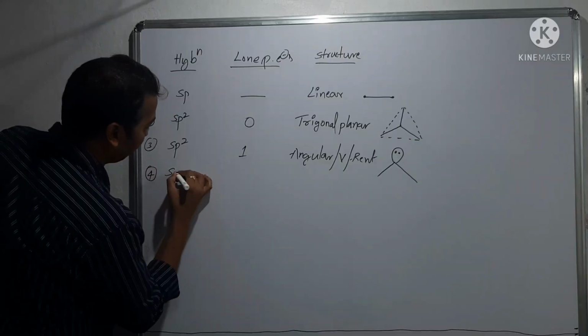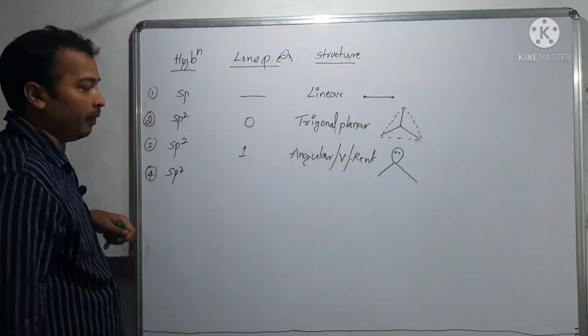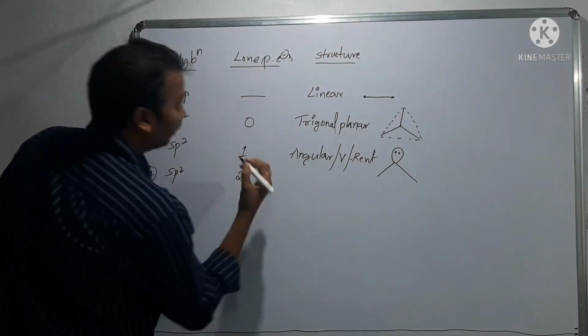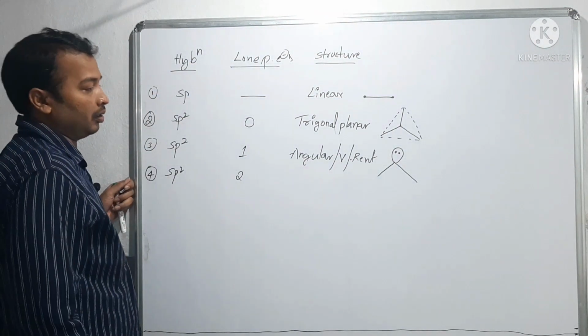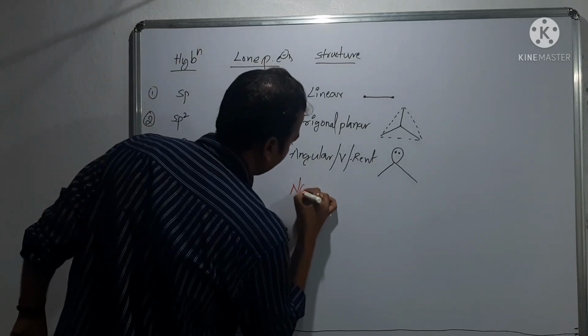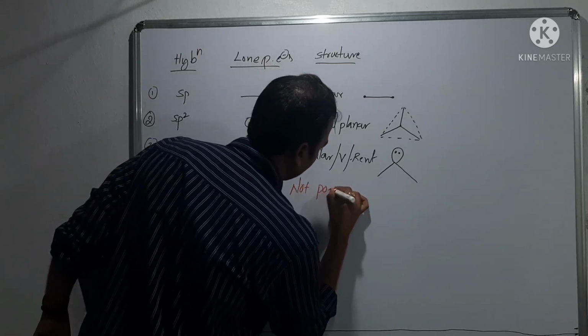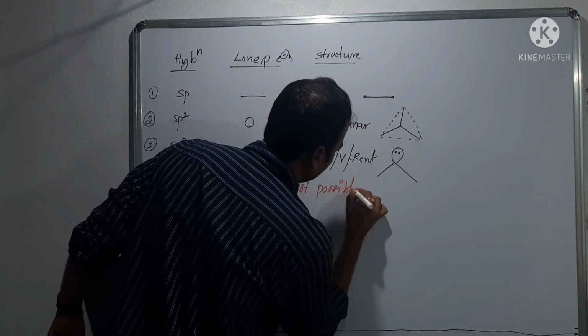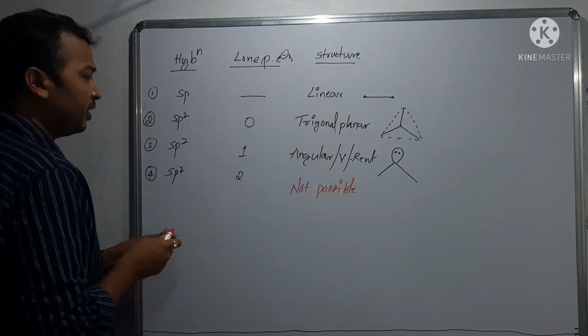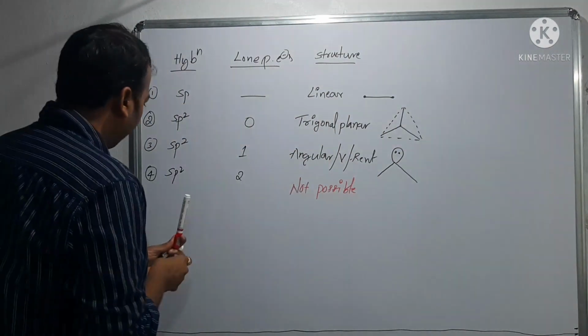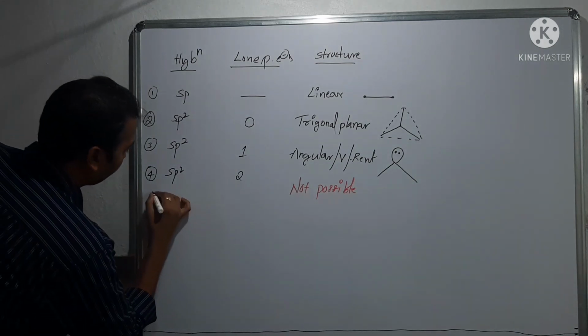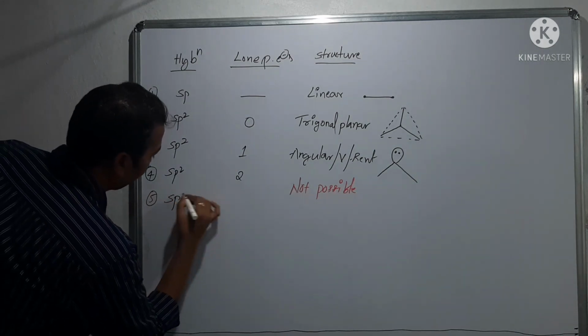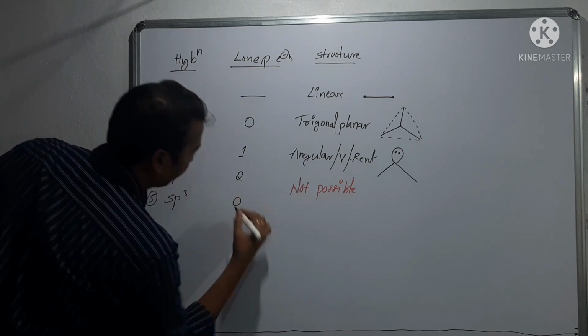Next one, that is sp2 hybridization with two lone pairs of electrons. So it is not possible here. This one is not possible. And coming to the fifth one, that is sp3 hybridization without lone pair.